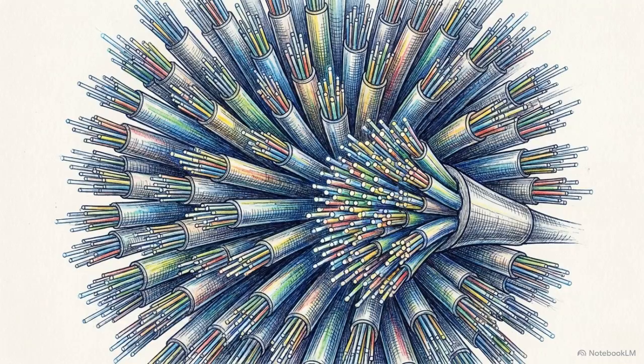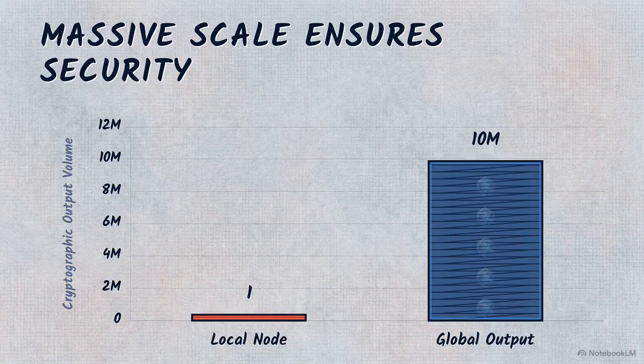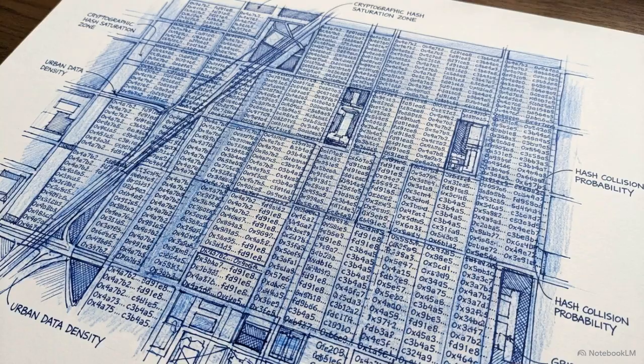The massive volume of these continuous transmissions creates an additional layer of anonymity. Security is reinforced by the sheer scale of the cryptographic output. An individual node's signal becomes indistinguishable when mixed with millions of other attestations. The density of the network acts as the final barrier against identification or surveillance.